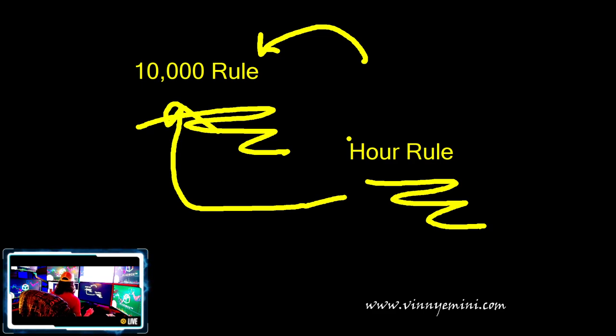The 10,000 hour rule means that it takes you 10,000 hours to master anything. They came up with that number to find the baseline of mastery. 10,000 hours is what they found, that a piano player or a guitarist or whatever is a master at their craft. They have spent 10,000 hours doing it.